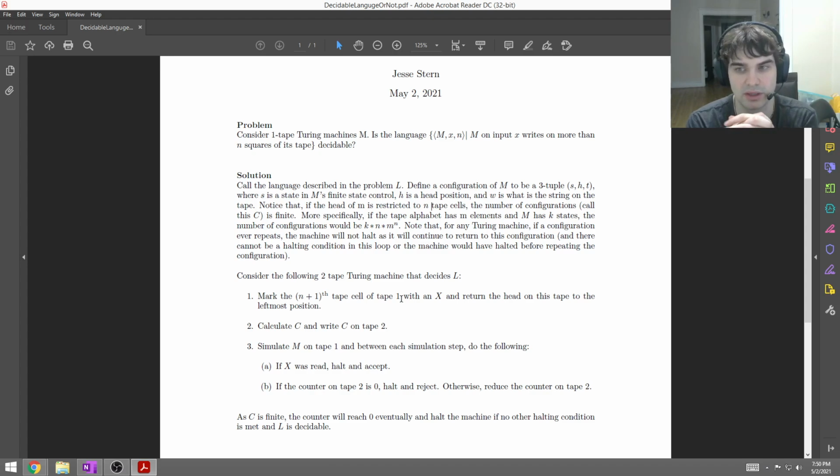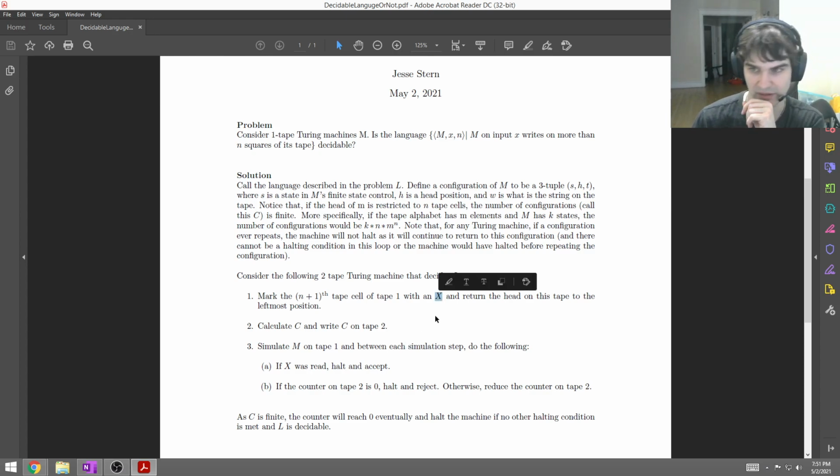So consider the following two-tape Turing machine that decides L. Mark the n+1th tape cell of tape 1 with an X and return the head on this tape to the leftmost position. So I'm essentially adding this X character to the tape alphabet, which is fine. And I'm also using a two-tape Turing machine, which is also fine, because what's decidable on any k-tape Turing machine, for some finite k number of tapes, is going to be decidable for any other finite k number of tapes. So 2 tapes, same as 1 tape, same as 7 tapes, no issue there.